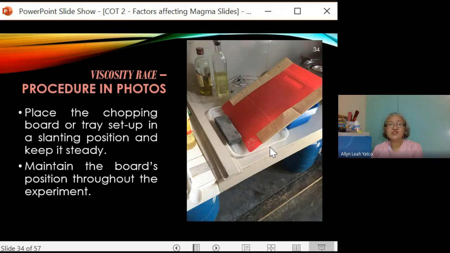Now, we will place the chopping board or the tray setup in a slanting position. Take a look at the photograph. And we need to keep the chopping board steady. Now, the position of the chopping board must be maintained throughout the experiments.